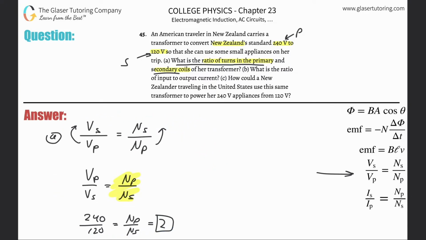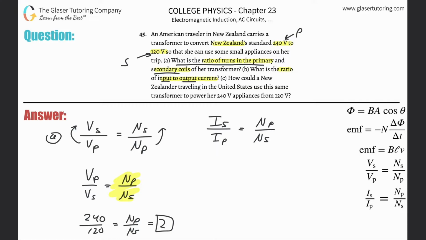Now letter B. It says, what is the ratio of the input to the output current? Again, we need to use the transformer formula, but it's now going to be the one on the bottom. So this is the secondary current divided by the primary current, which is equal to the number of turns in the primary divided by the number of turns in the secondary. It says, what is the ratio of input to output? Input means primary, output means secondary.